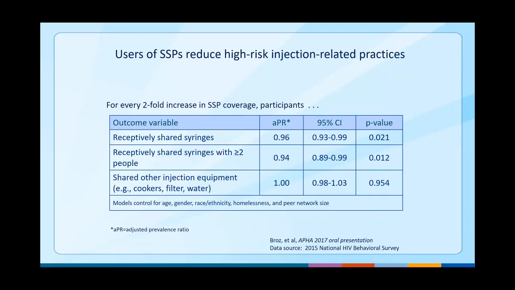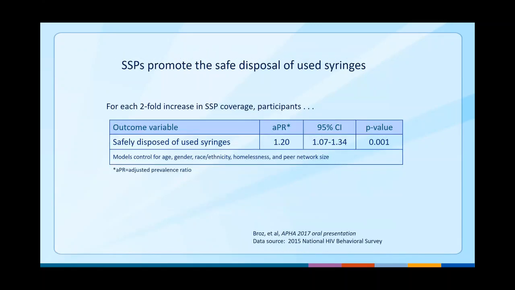Looking at engagement in high-risk injection practices, they found that for every twofold increase in SSP coverage, participants were less likely to receptively share syringes. That is, they were less likely to use a syringe that someone else has already injected with, and they were less likely to do so with 2 or more people. There was no difference in sharing other injection equipment, such as cookers. They also found that for each twofold increase in SSP coverage at the city level, participants were more likely to safely dispose of their used syringe.